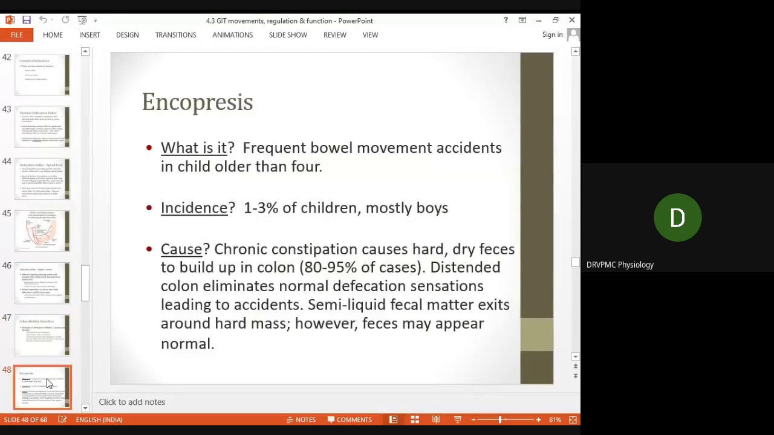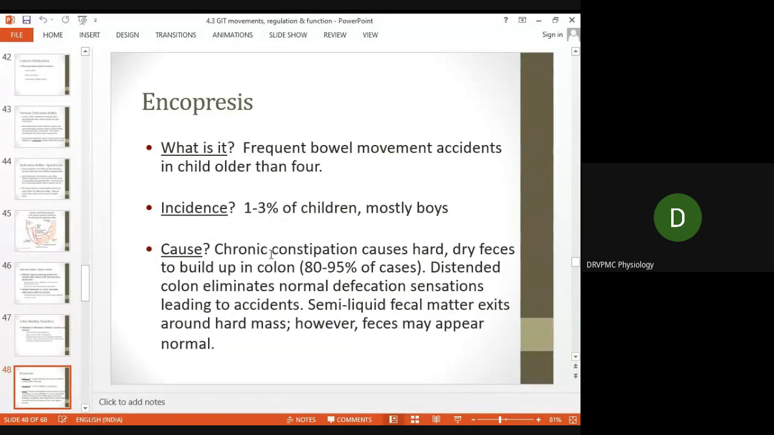Coming to encopresis. What is encopresis? It is frequent bowel movement accidents in a child older than 4 years. Up to 4 years, we said that the gastrocolic reflex is active. So in a child less than 4 years, once there is entry of food into the stomach, there will be reflex defecation. But if it persists beyond 4 years, that is, frequent bowel movements, then it is called encopresis. Incidence is about 1 to 3% of children, and it is mostly seen in boys.